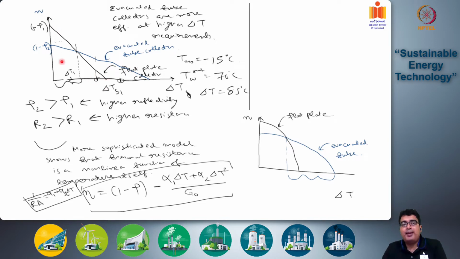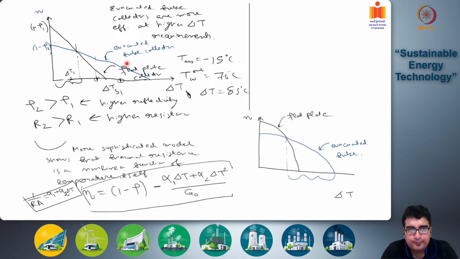So now if you compare these two together, there will be a crossover point. At delta T values below this delta T1 value, your efficiencies for a flat plate collector are higher. Whereas if your delta T values are higher than this delta T1 value at this crossover point, then your efficiency values for an evacuated tube collector is higher. So in this regime of operation, flat plate collectors are preferred, and in this regime of operation, evacuated tube collectors are preferred.